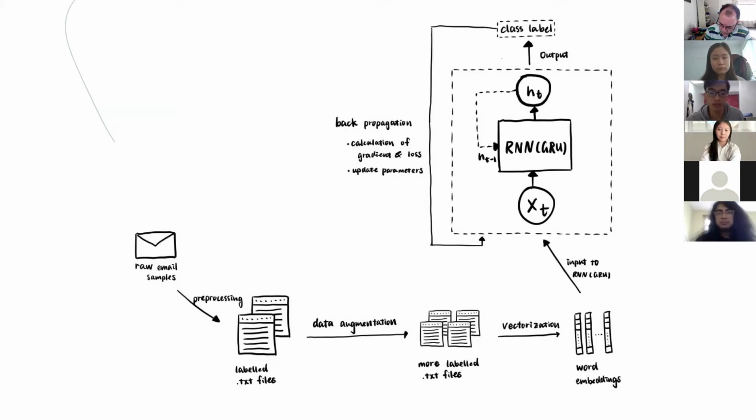Next slide. Here we have a diagram that shows the overall data processing pipeline that moves us from our email samples to our final class prediction.